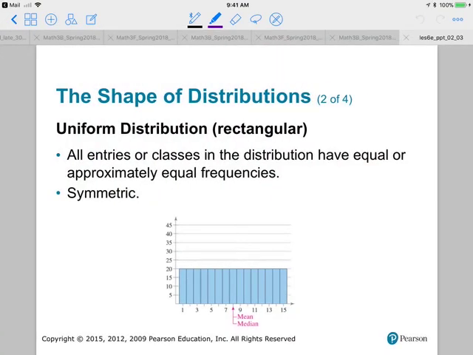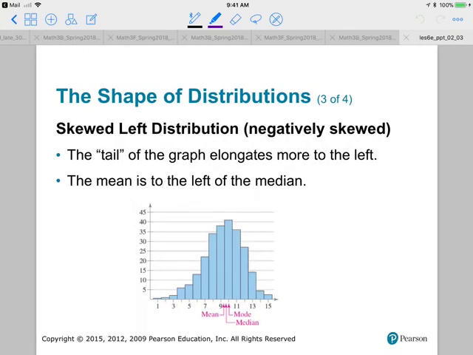Uniform. This is another way to describe distributions. Uniform, it's also called rectangular distribution, just means that all of the entries have approximately the same frequency, right? So it's like your responses are uniform, right? If every entry has approximately the same results, the same frequency, it's uniform. Please notice that this is also symmetric. So uniform distributions are also symmetric. The mean and the median are going to be right in the middle of the range of your data.